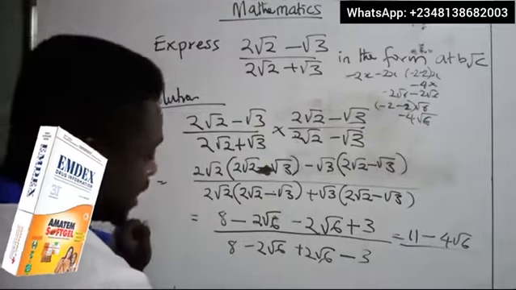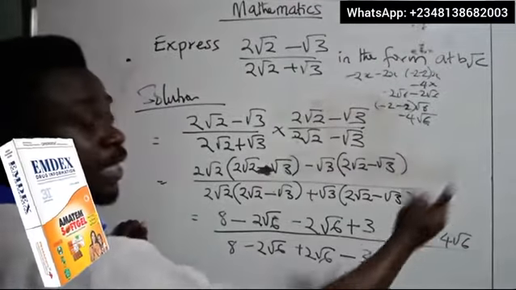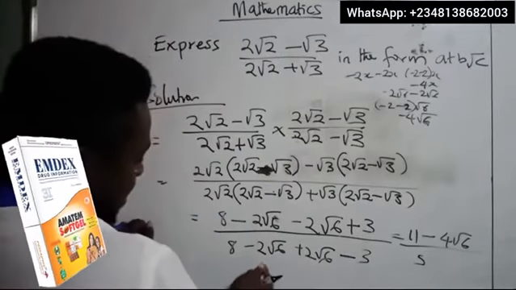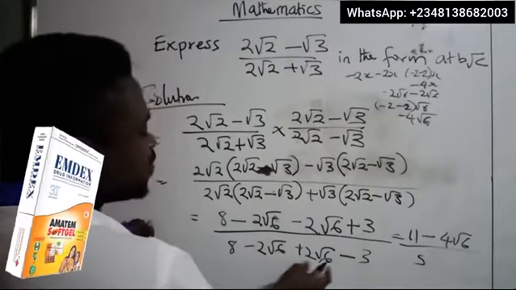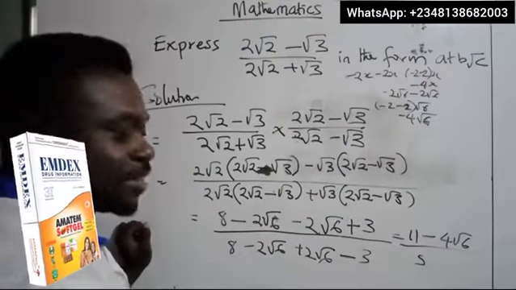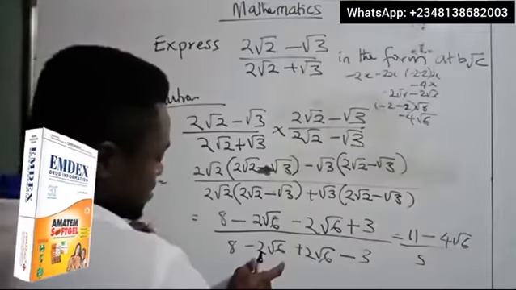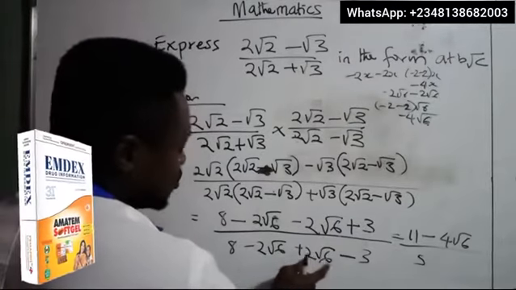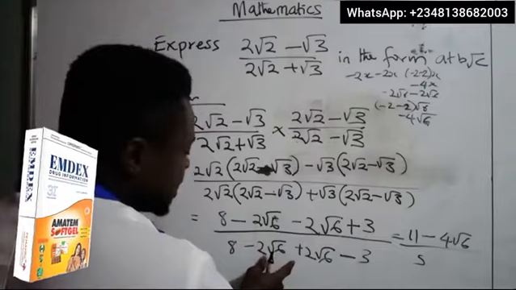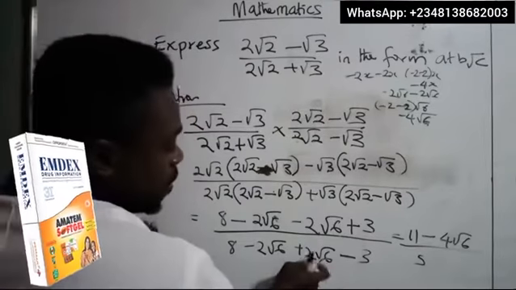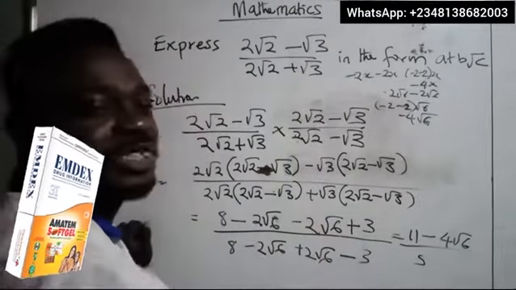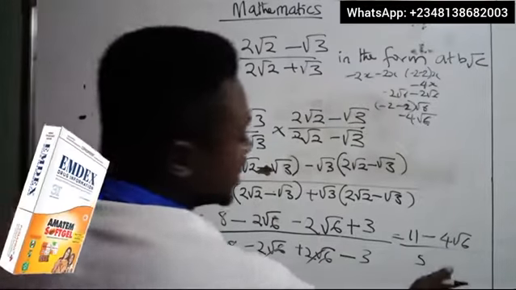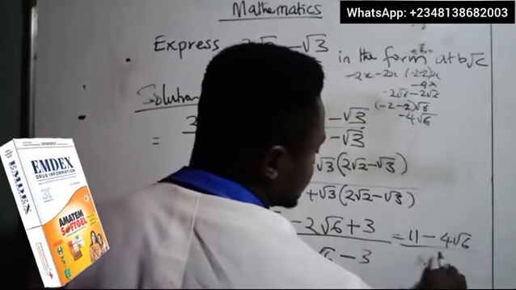Now let's go to the denominator. Let's collect like terms again. 8 minus 3 is what? 5. So we have 5 here. Then minus 2 root 6 plus 2 root 6. They will cancel out, because it is saying plus 2 root 6 minus 2 root 6, which is what? 0. So this cancels out. So this is the answer we have.